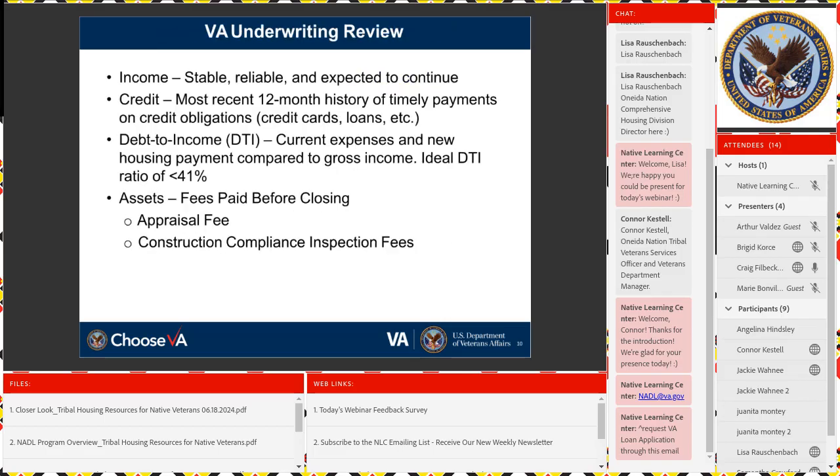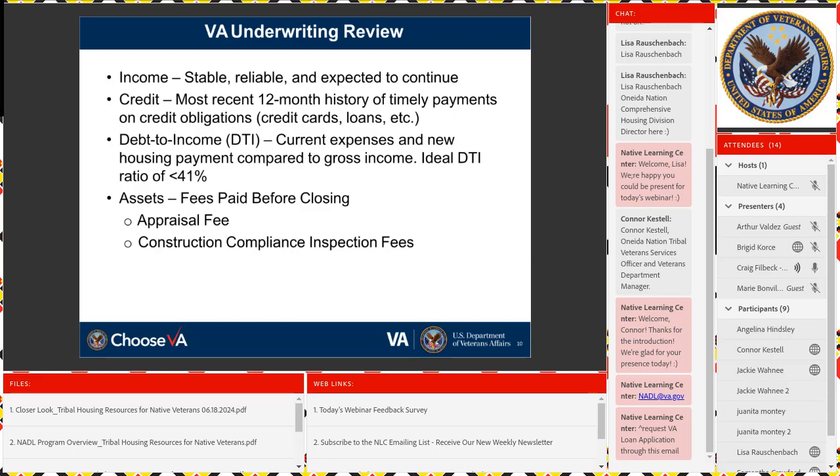Okay, so kind of like what I said before, we're going to look for stable, reliable income that's expected to continue. So Social Security, service-connected disability, regular employment, even self-employment with tax returns, that's all good, stable, reliable income. And we're also going to run credit.